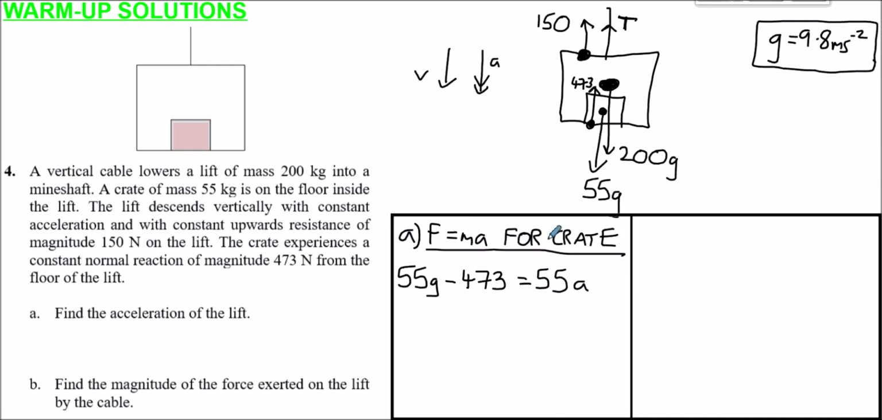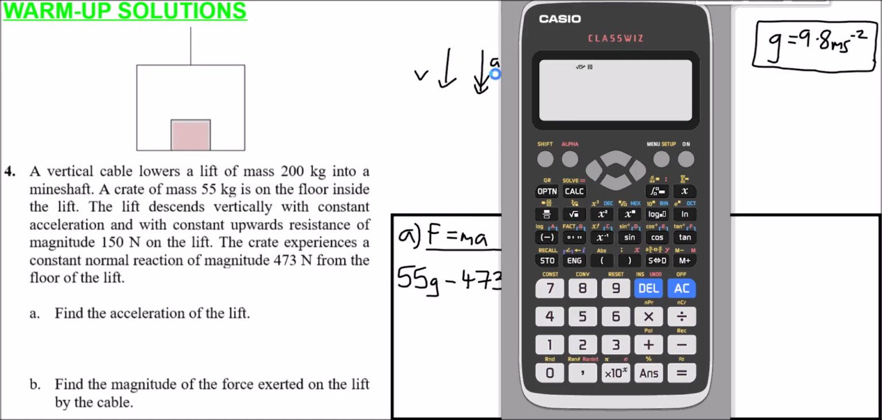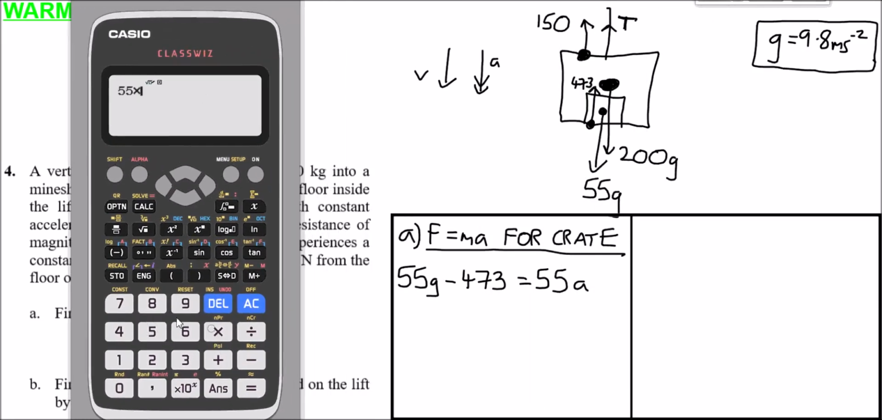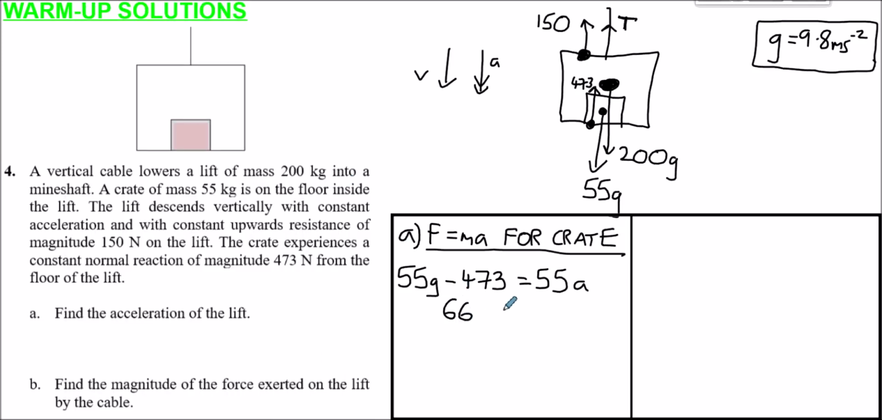Okay, now at this stage, we can substitute in what G is. G is 9.8. And so this value here is going to be 55 multiplied by 9.8 minus 473, which gives us 66. And so 66 equals 55A. Therefore, we can divide both sides through by 55. The acceleration is going to be 1.2 meters per second squared.